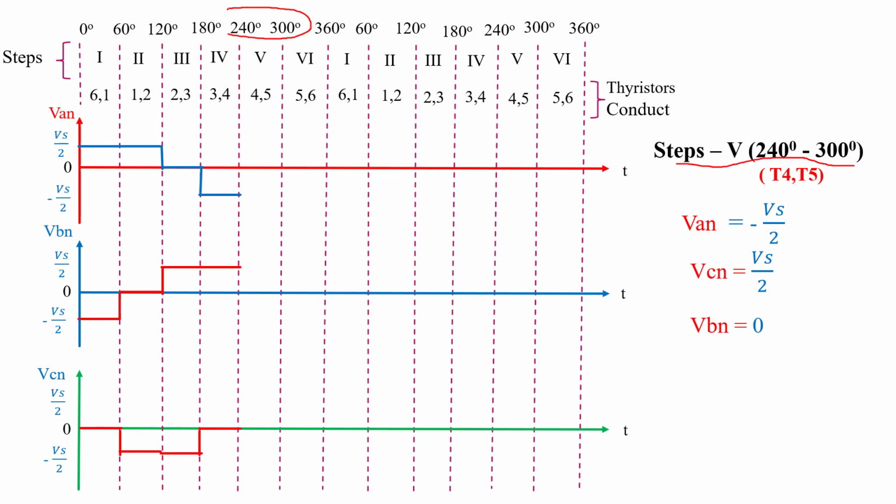240 to 300 degree. Here thyristors 4 and 5 are working. VAN is equal to minus Vs by 2. So here we draw the minus Vs by 2 waveform. VBN equals 0. So VBN we draw here 0. VCN equals plus Vs by 2. So here somewhere this is plus Vs by 2. So this is the waveform for step 5.